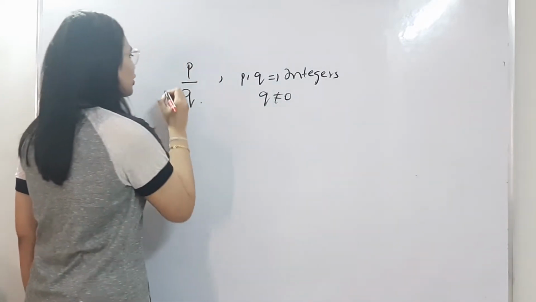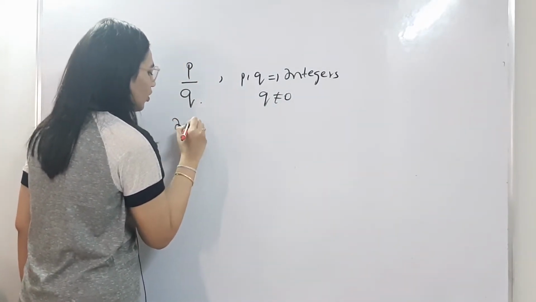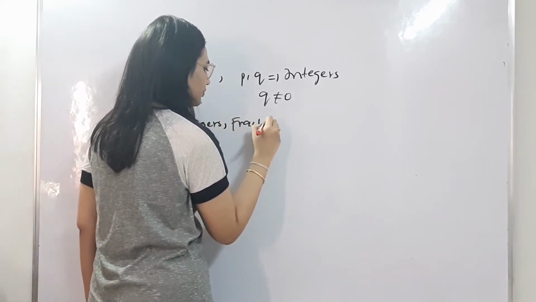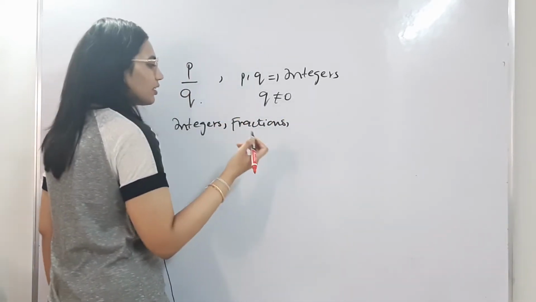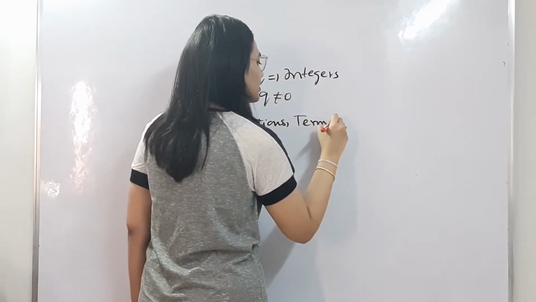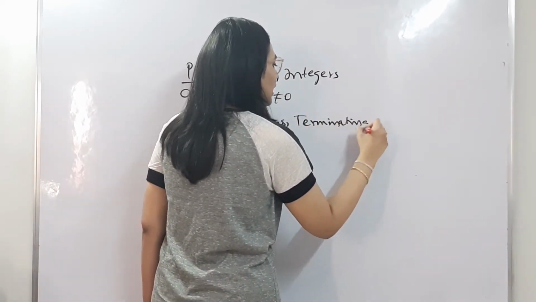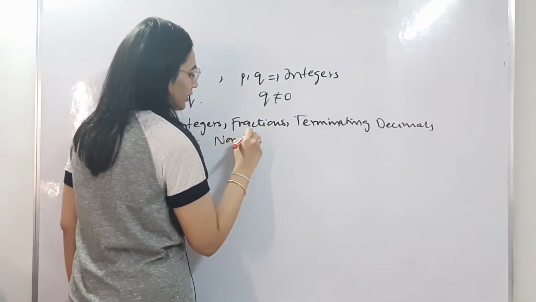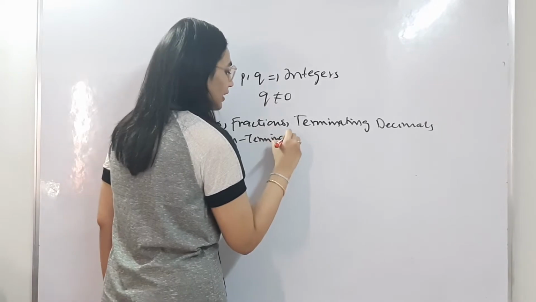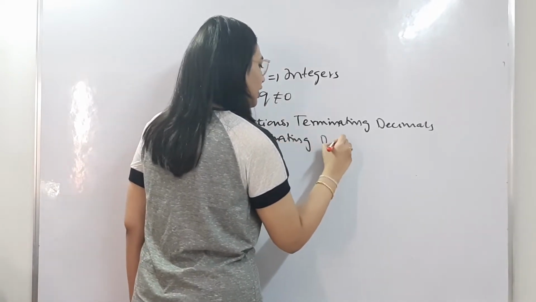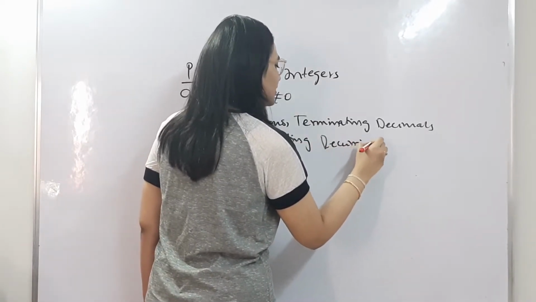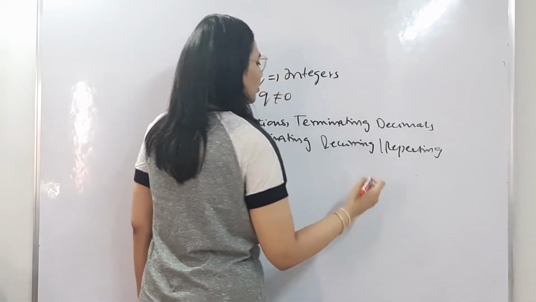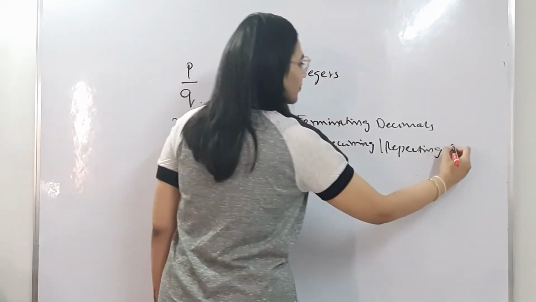Right, and you can also say that all integers, all fractions, all terminating decimals and all non-terminating recurring decimals, recurring or repeating decimals, are the types of rational numbers.